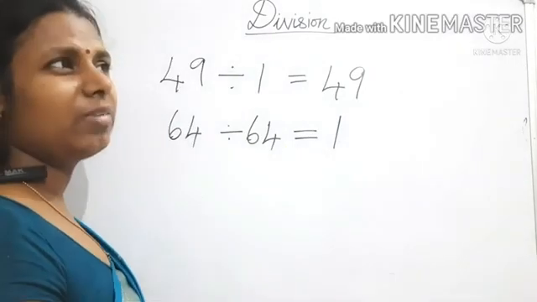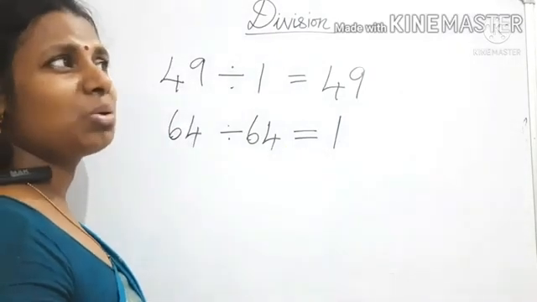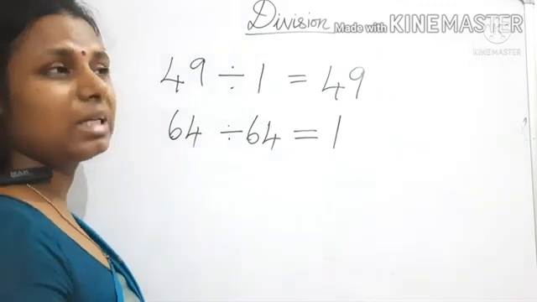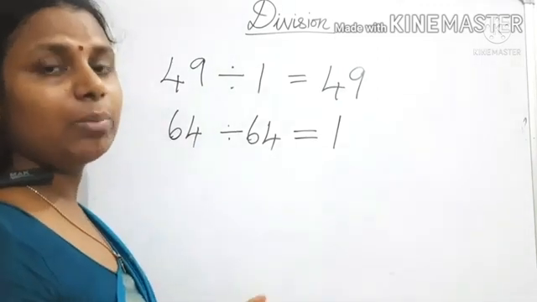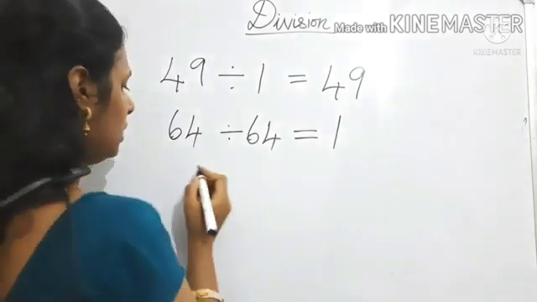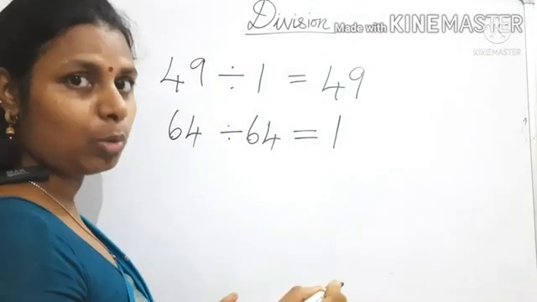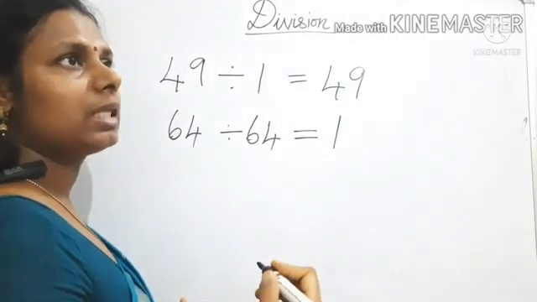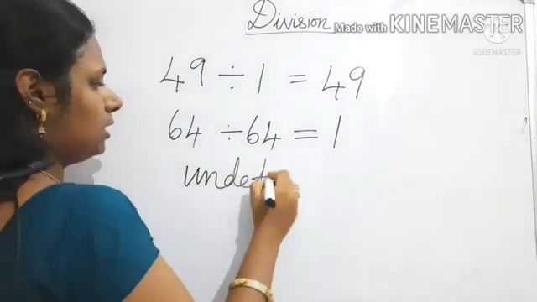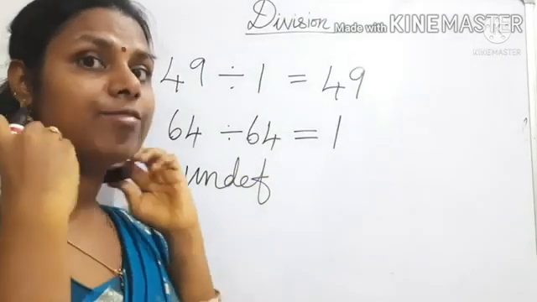Okay. Now third one, dividing by 0 has no meaning. That is impossible. Dividing by 0 has no meaning. That is, when we say that one, we say the answer is undefined.